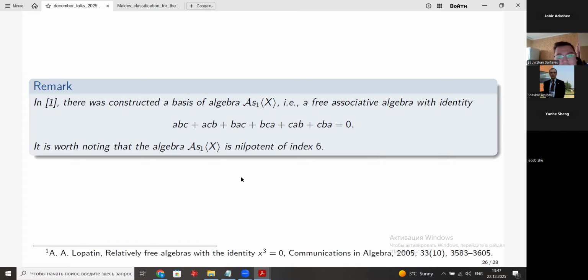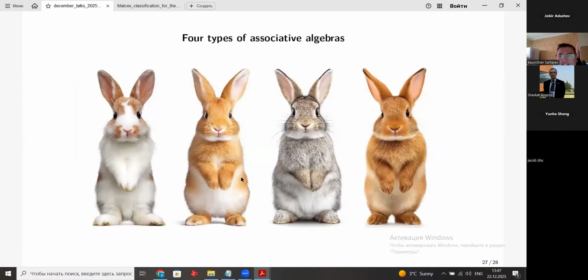Now the next one, the four types of associative algebras. In every talk of mine, I try to finish with some interesting picture. So here I do. If you want to learn the four types of associative algebras, just learn these four rabbits.